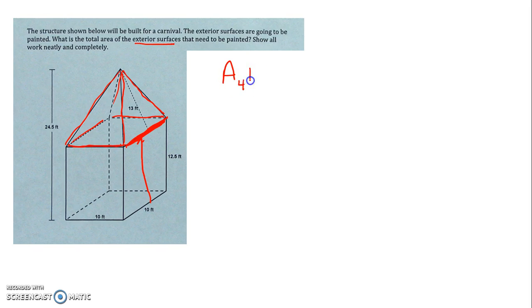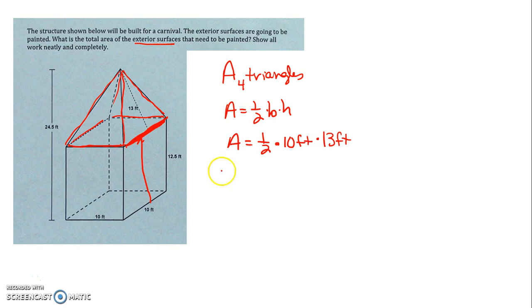So let's find the area of our 4 triangles. Area equals 1/2 times base times height. 1/2 times the base of that triangle, which is 10 feet, times 13 feet. Area will be 1/2 times 10 times 13, which is 130 feet squared. Half of 130 is 65. Let me double check. 130 divided by 2. Yeah, 65. Half of 130 is 65 feet squared.